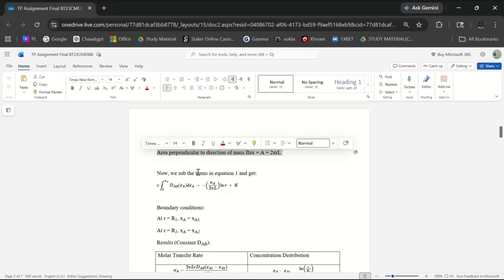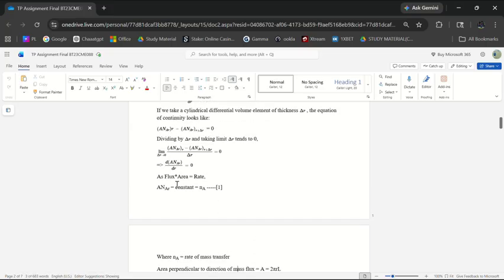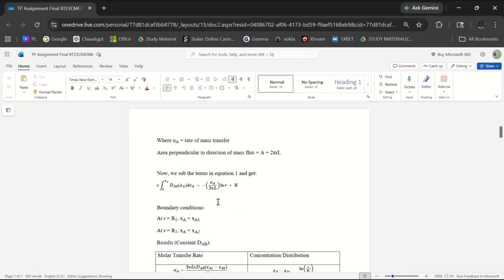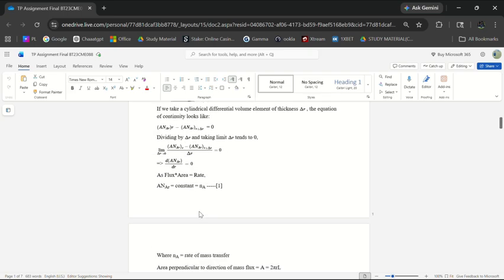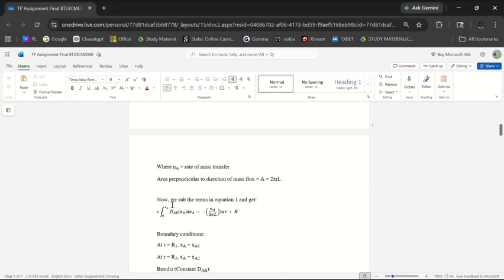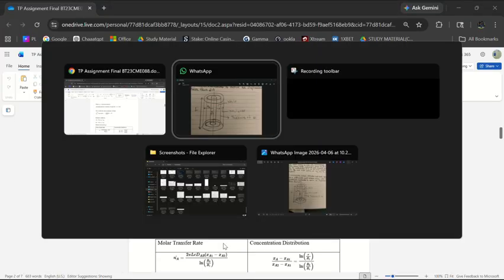Now we substitute the value of area into this continuity equation. We also substitute the value of NAR into this equation to get this integral right here. Now we apply the boundary conditions: at R equal to R1, X is equal to X1, and at R equal to R2, X is equal to X2. This can be confirmed here.